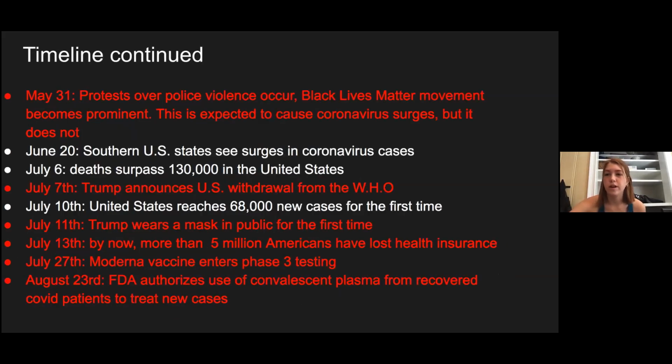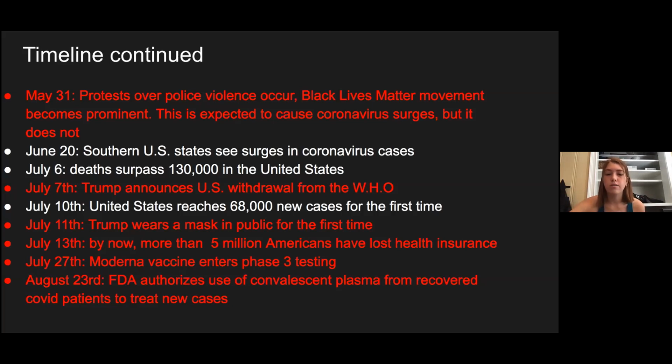So another interesting event to note, by May 31st, that was when the Black Lives Matter movement gained momentum. And there were many protests over police violence, which obviously involved many crowds gathering. A lot of people were predicting that this would cause prominent coronavirus surges, but it actually did not. So that was really interesting to note. By July 7th, Trump announced the United States withdrawal from the World Health Organization, and there's a lot of controversy surrounding that. A lot of people disagreed with this decision, obviously.